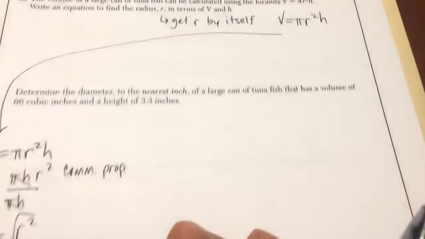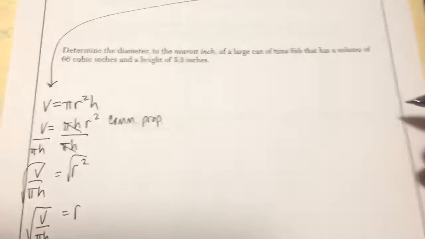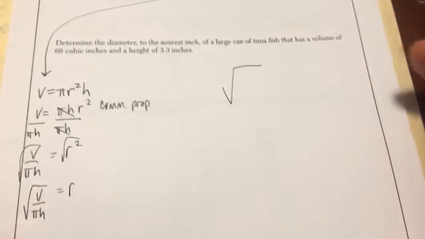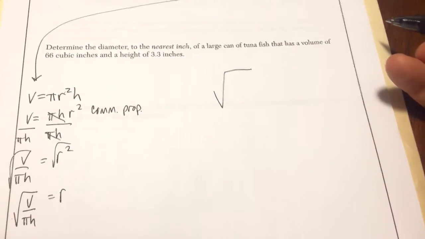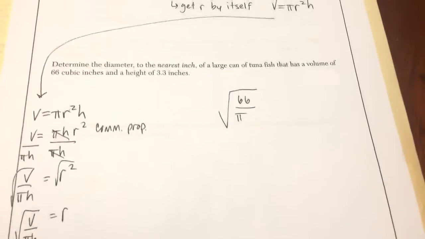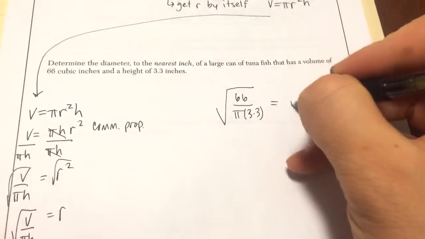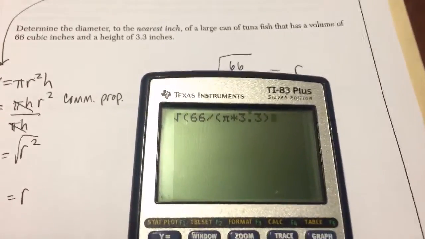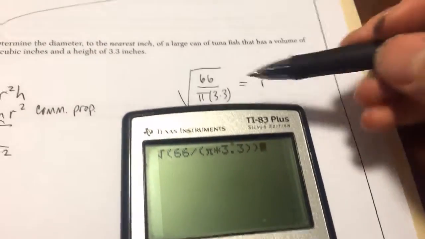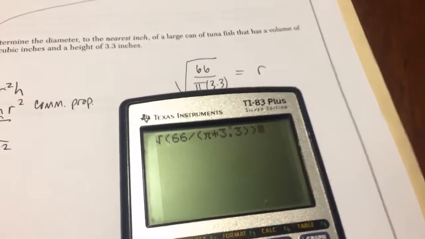Determine the diameter to the nearest inch of a large can of tuna fish that has a volume of 66 cubic inches and a height of 3.3 inches. So now what I'm going to do is plug in all that relevant information. The volume is 66. The height is 3.3. Now, when you're putting this in your calculator, if you do not group the pi times 3.3 as a denominator together with the parentheses, you will get a different answer.